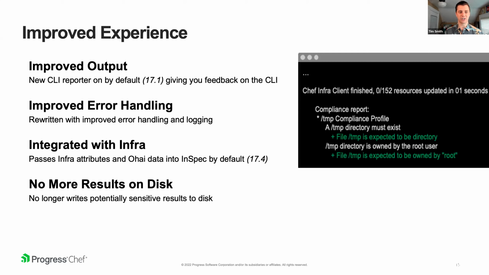We have a great integration within Infra. By default now in 17.4 and later, we're going to pass all of the Infra node attributes right into InSpec, and that means that you can write controls that use that data. So anything that OHAI detected or anything that you set for any of your business logic is going to be available for you in those controls. That's a really great way to pass data from that Infra state into the controls and change what you're auditing based on the state of the system, which is a really nice way.